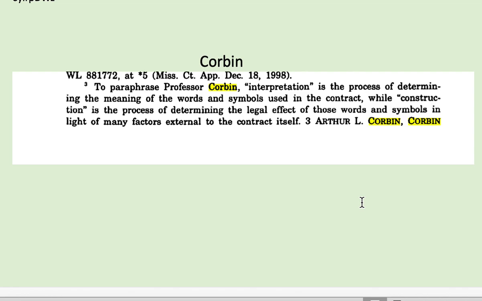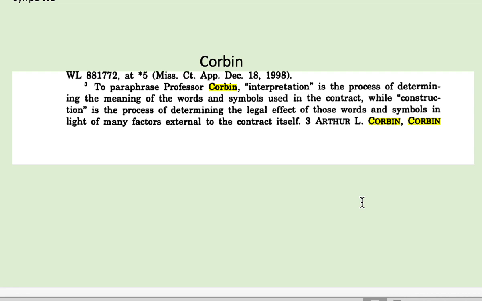But I snipped this from one of the two articles, and I'm giving you the link to both of the articles. One of them's really long, but they're older, and this one says, to paraphrase Professor Corbin, interpretation is the process of determining the meaning of the words and the symbols used in the contract, while construction is the process of determining the legal effect of those words in light of many factors external to the contract itself.